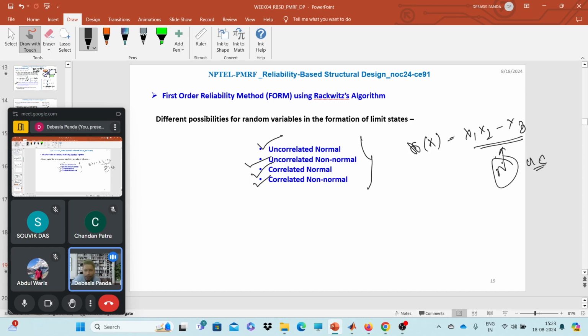One case will be where one of the variables can be non-normal, so we need to convert it into normal first, then solve the problem. One case may be that normal and correlation will be there, so first we need to uncorrelate those variables, then we can solve the problem. And one case where correlation will be there and the variables will be non-normal. So we will see all these problems one by one and we will solve them, and that will get clear.